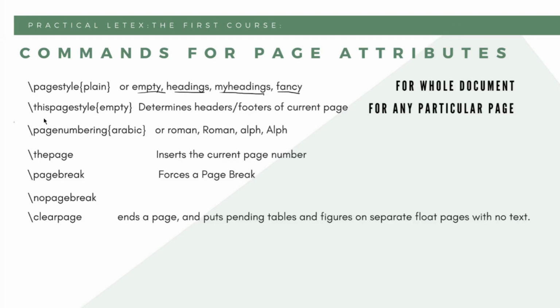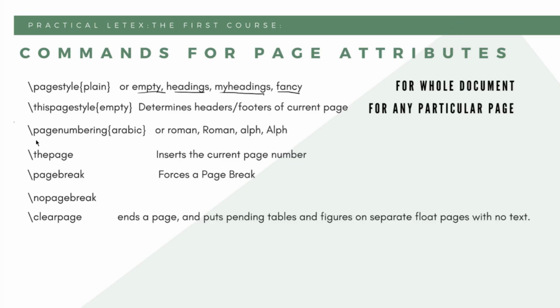The second command, which you can use temporarily for any particular page, is \thispagestyle. When you put this command, only the page on which you put it will be affected. In this way you can temporarily change the style of a page, while the other pages of the document will stay in whatever is the default style of the document.